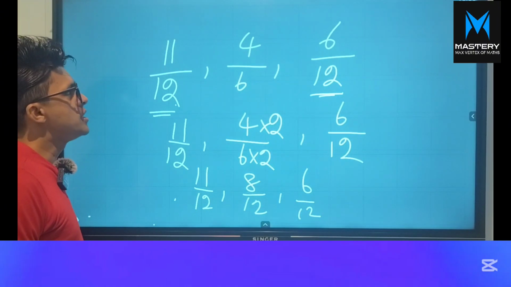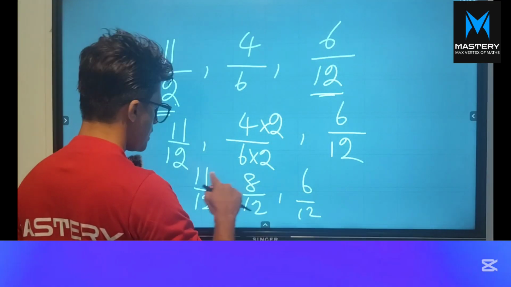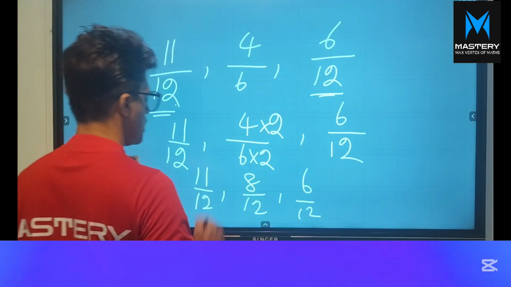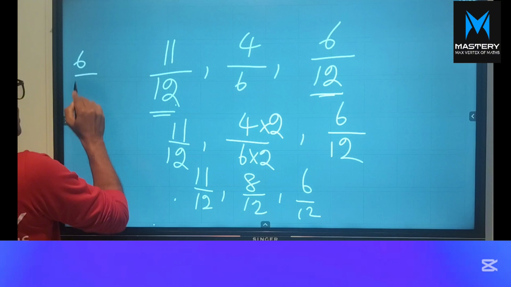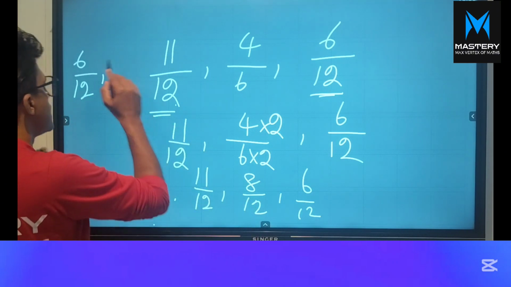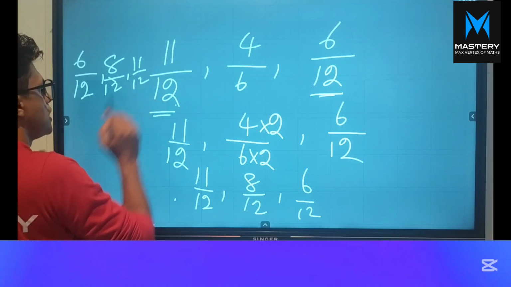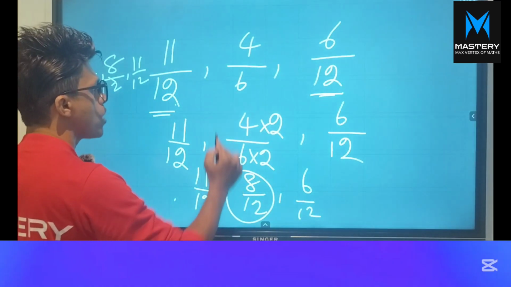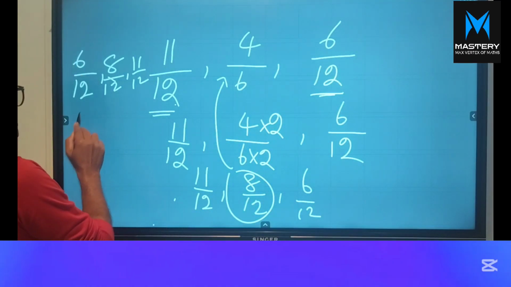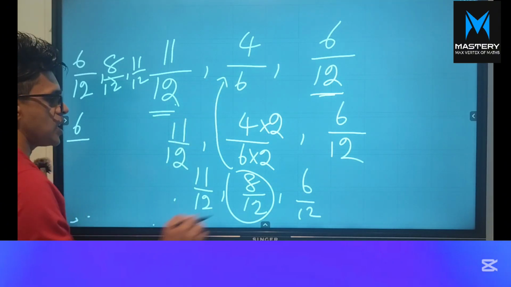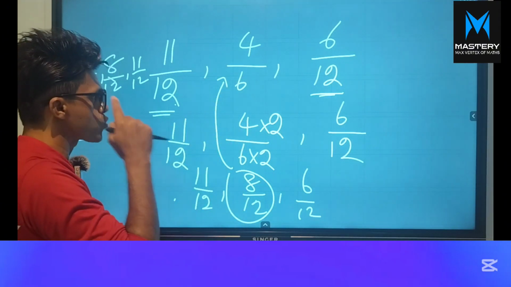So the least fraction we would take here, from 11, 8, 6: 6 over 12 is the least one. After that 8 over 12. After that 11 over 12. Really, 8 over 12 is not given in the question, but we've taken this one.